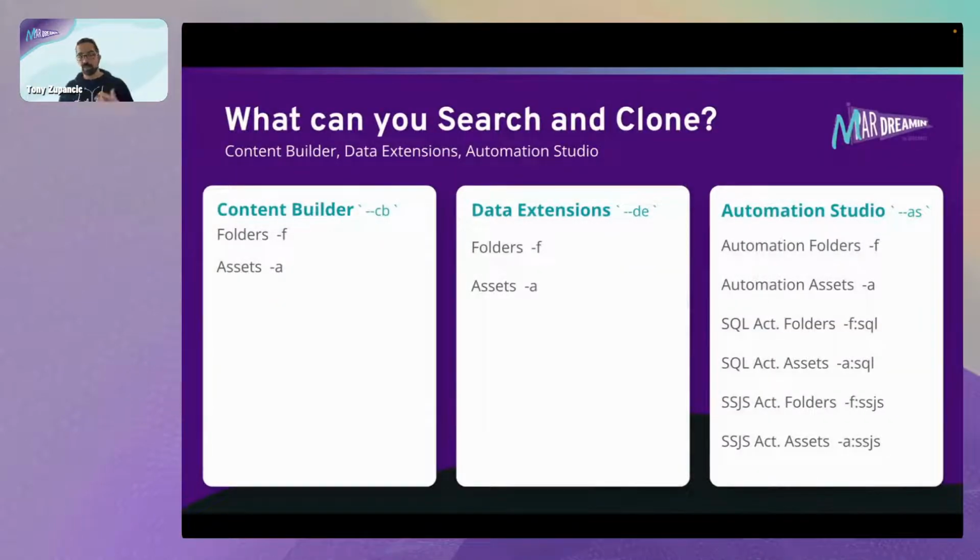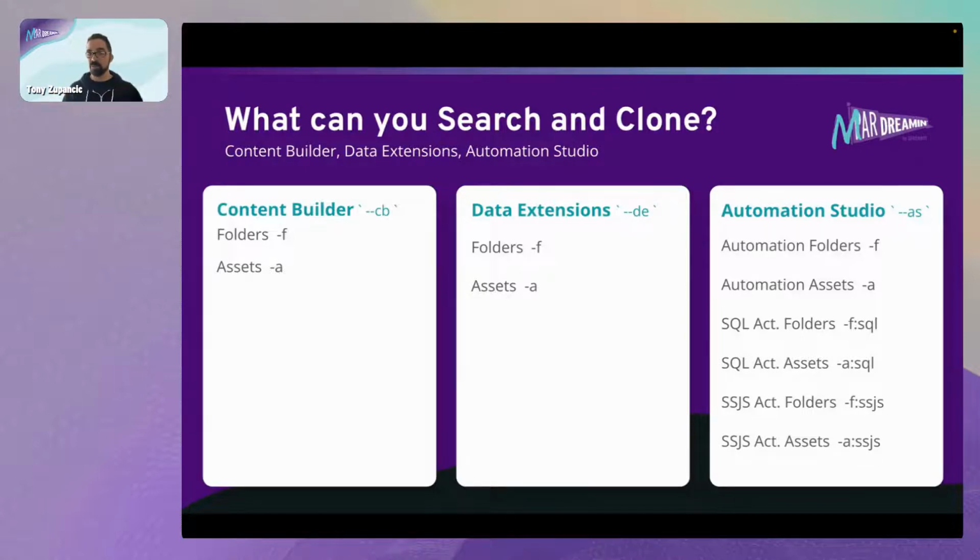So what can you search and what can you clone? Where does Builder actually have reach? Where are you actually able to use it? In Content Builder, you're able to use it against folders and your assets. Same thing in data extensions. So you're able to search and clone down in those areas.